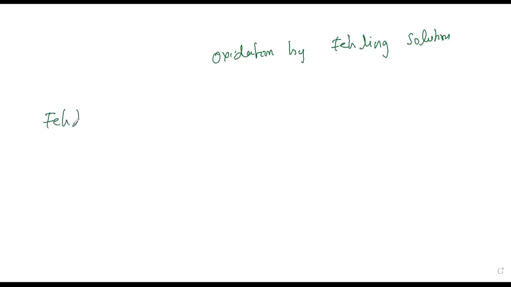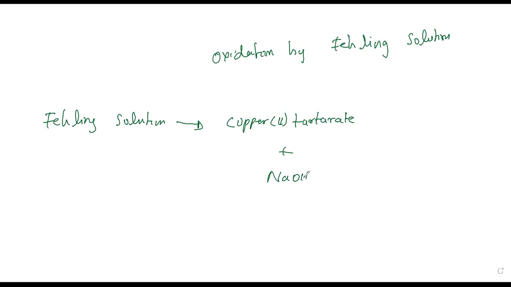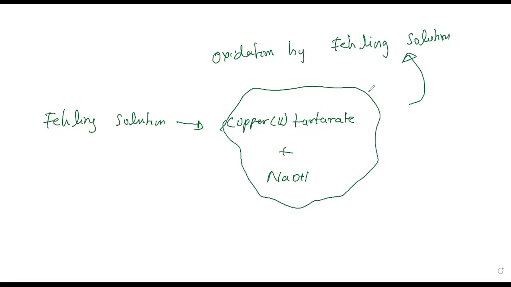What is your Fehling solution? This is the important one. We have the copper 2 tartrate. Copper 2 tartrate, very important, we have to learn it by heart, right? We are using it in sodium hydroxide, basic medium. This composition is known as the Fehling solution.